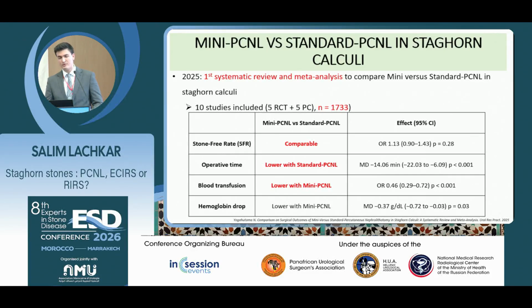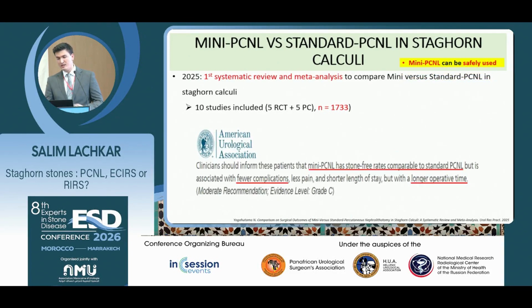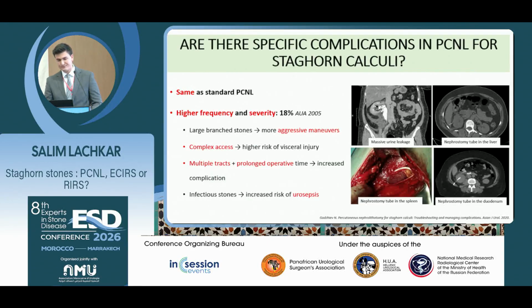We can safely use the mini percutaneous technique, and this has been shown by this first systematic review published in 2025 with more than 1,000 patients. And the mini NLPC can be safely used, and we have the same results on less complication than conventional percutaneous, and that has been published by the American Neurological Association.